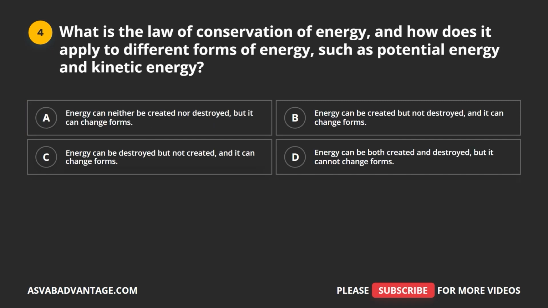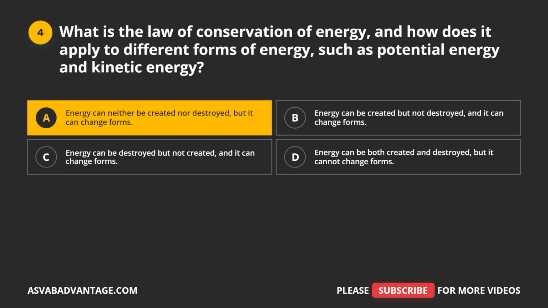Question 4. What is the law of conservation of energy, and how does it apply to different forms of energy, such as potential energy and kinetic energy? A. Energy can neither be created nor destroyed, but it can change forms. B. Energy can be created but not destroyed, and it can change forms. C. Energy can be destroyed but not created, and it can change forms. D. Energy can be both created and destroyed, but it cannot change forms. The correct answer is A.